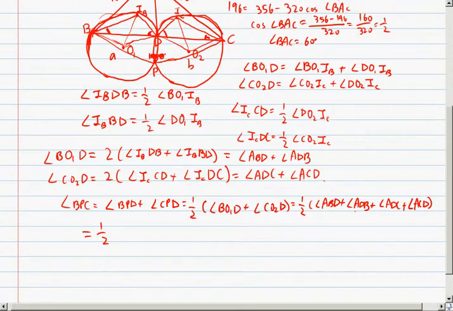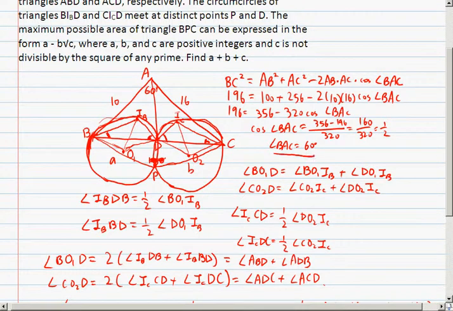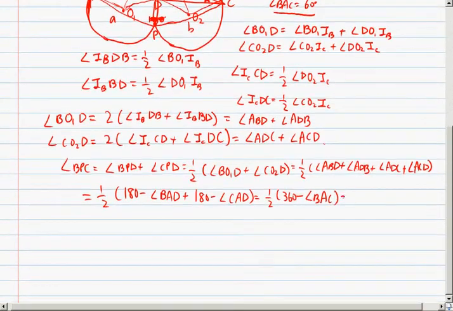So ABD plus ADB is equal to 180 minus angle BAD. And ADC plus ACD is equal to 180 minus CAD. And then that gives us 1/2 times the quantity 360 minus angle BAC. From the beginning of the problem, we found out that BAC is equal to 60 degrees. So making that substitution here gives us the value of angle BPC as 150 degrees.